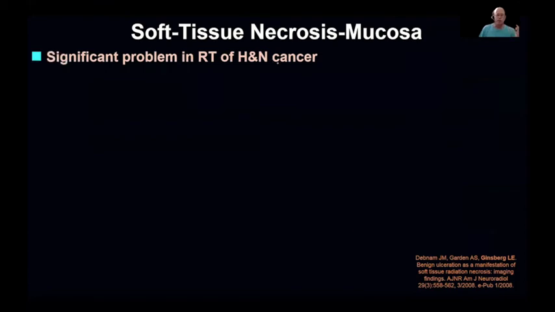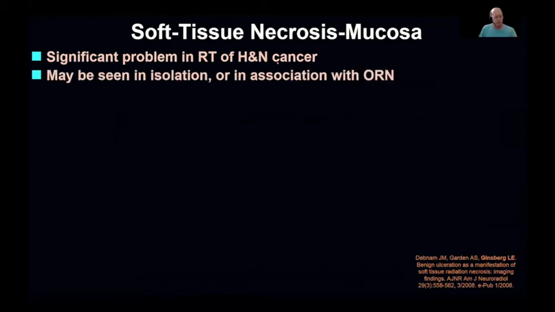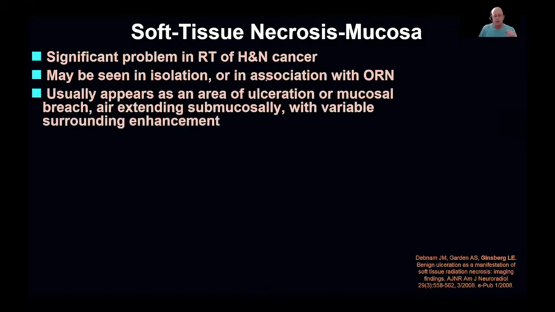Necrosis of the mucosa is a major problem in patients who've been radiated for head and neck cancer. It may be seen in isolation or in association with osteoradionecrosis. It usually begins as an area of ulceration or a breach in the mucosa with air extending submucosally and a variable degree of enhancement. This is extremely painful and a major cause of a diminished quality of life in radiated patients.